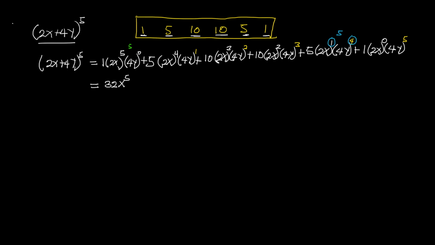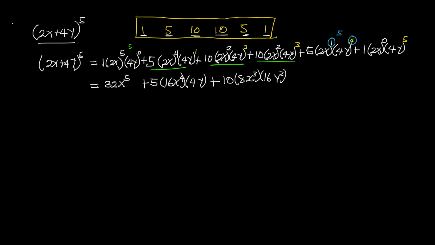4y raised to the power 0 is 1. So we move on to the next item, and that is 5 times 2x raised to the power 4, which gives us 16x to the power 4 times 4y. We take the next item, plus 10 multiplied by 2x raised to the power 3, and that gives us 8x^3 multiplied by 4y raised to the power 2, which is 16y squared.